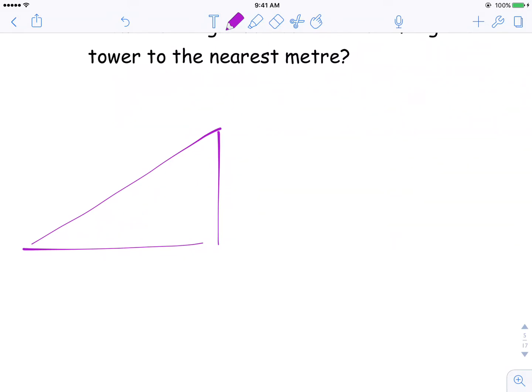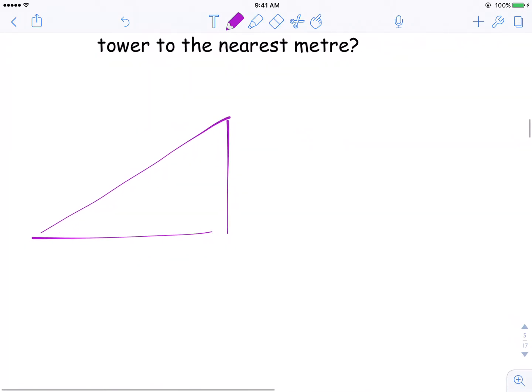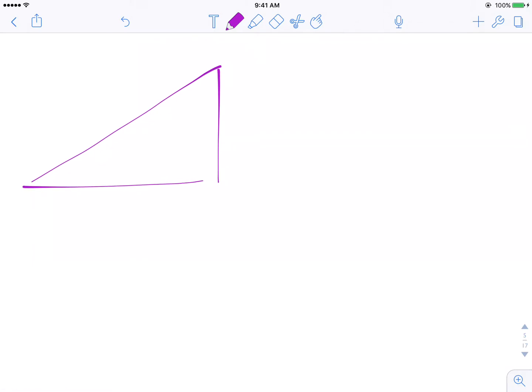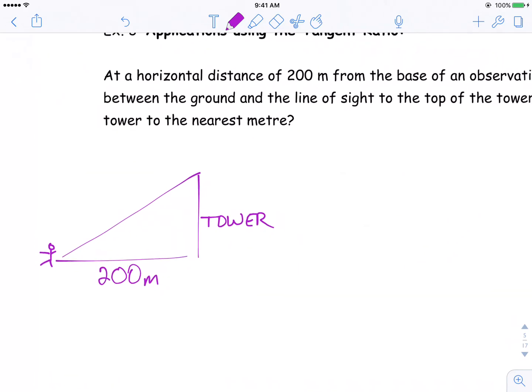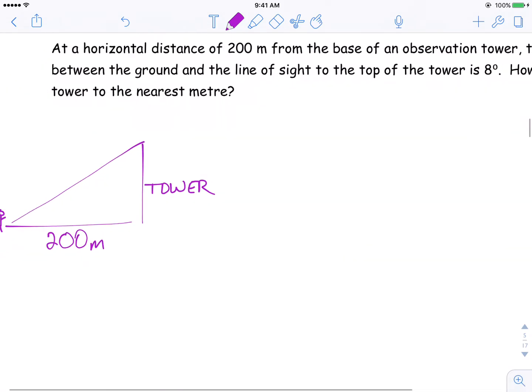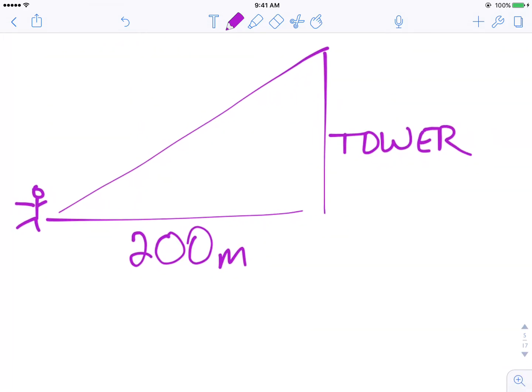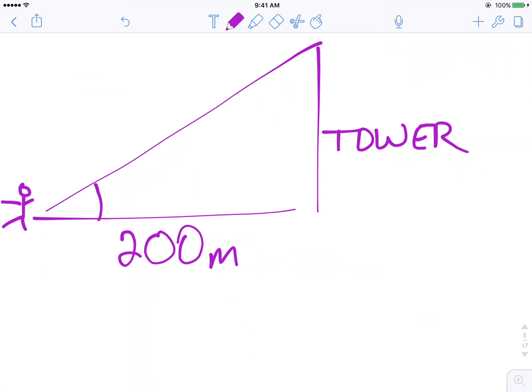Here we have some kind of tower. It said that the tower was 200 meters tall. Oh no, horizontal. You're a horizontal distance from that tower, 200 meters. This is the tower. This is you, 200 meters from a tower. The angle between the ground and the line of sight to the top of the tower is 8 degrees, which means the angle, the line of sight looking from the ground to the top of the tower, this is 8 degrees.